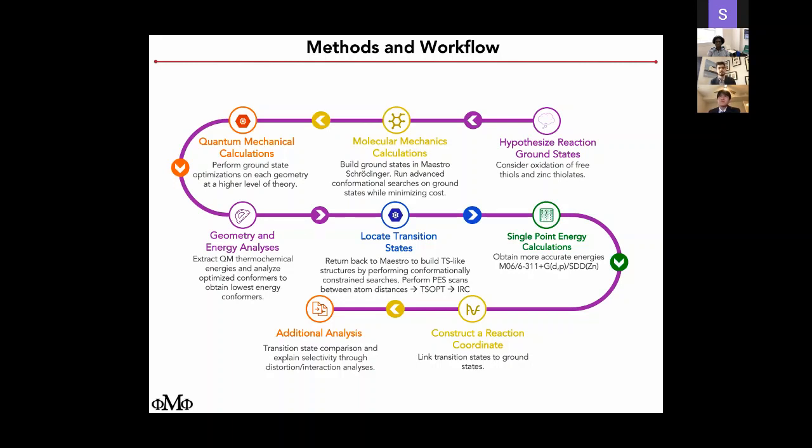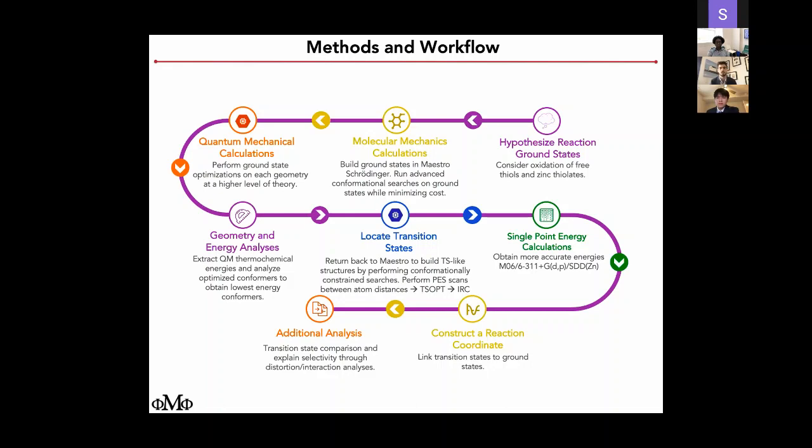Then we'll take these conformers and run them through quantum mechanical calculations. We'll perform optimizations on each geometry and obtain a much more accurate geometry on these conformers at a much higher level of theory and also energies. We'll take these energies and we'll extract these geometries and we'll perform numerous geometric and energetic analyses to obtain the lowest energy conformer.